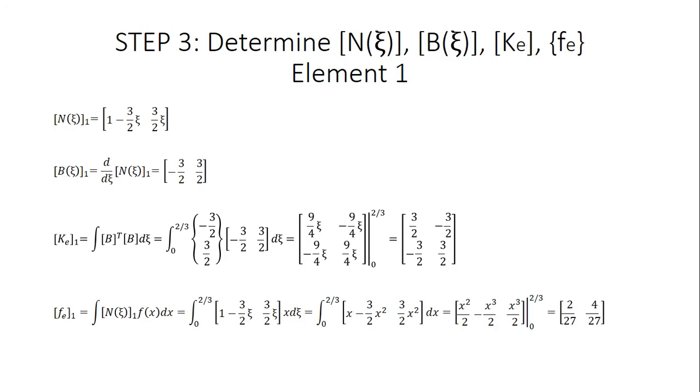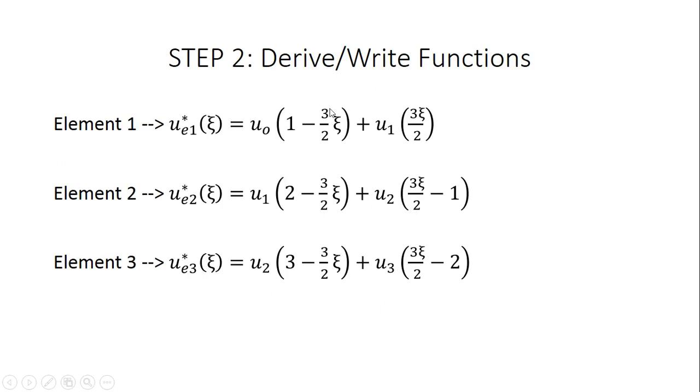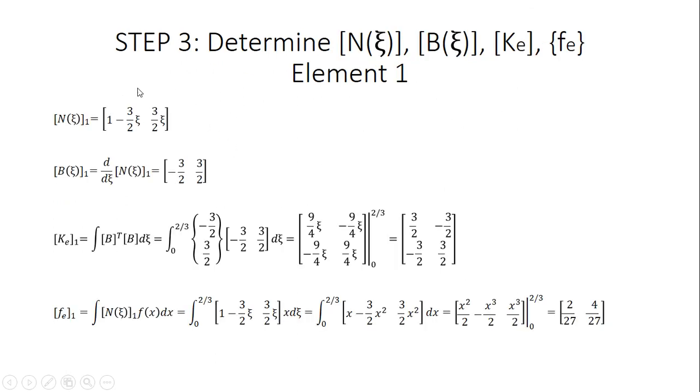The next step in the process is we need to determine the interpolation function matrix, the B matrix, the element stiffness matrix, and the F element stiffness matrix, and we're going to begin by looking at element 1. So first we're going to start by writing out our interpolation function matrix, which you can see right here. Remember, we get these interpolation functions from this equation. So we are simply taking the interpolation functions, which are inside the brackets, and we are turning them into matrix form.